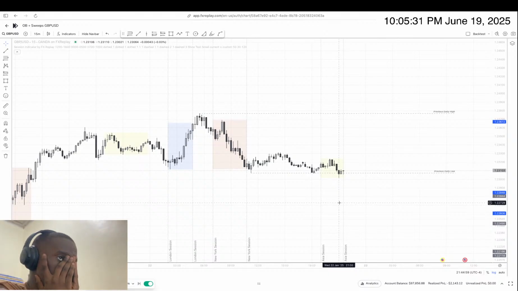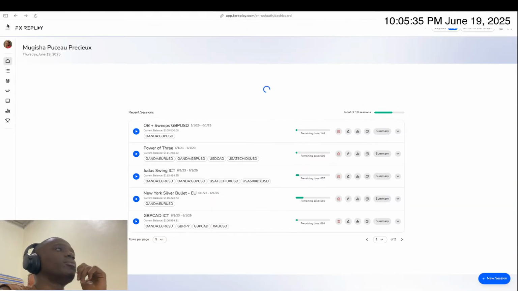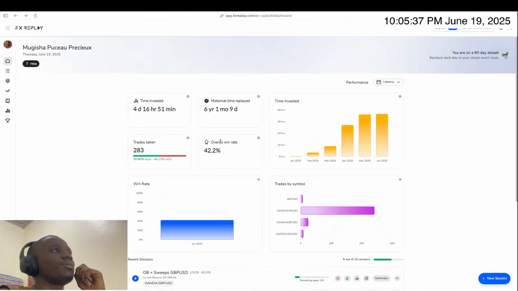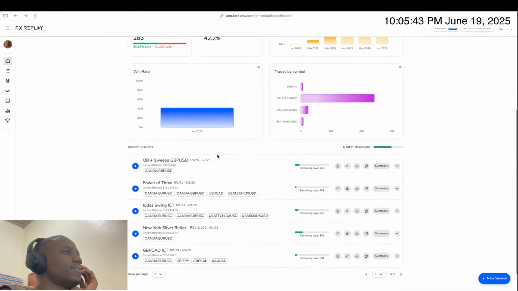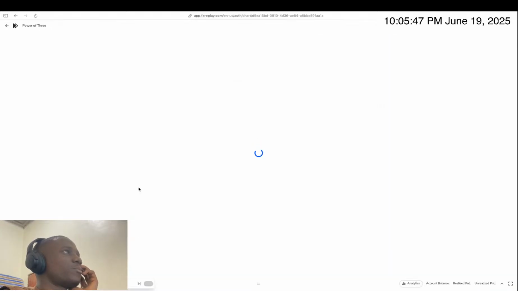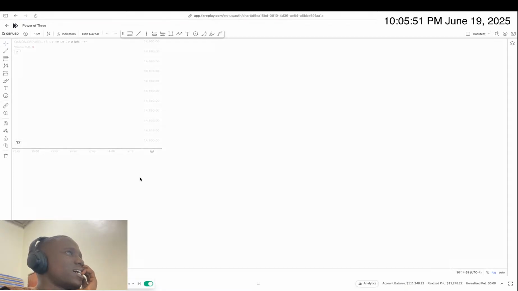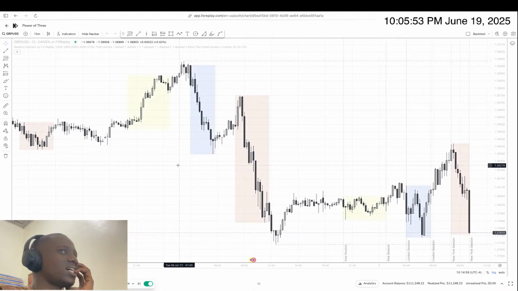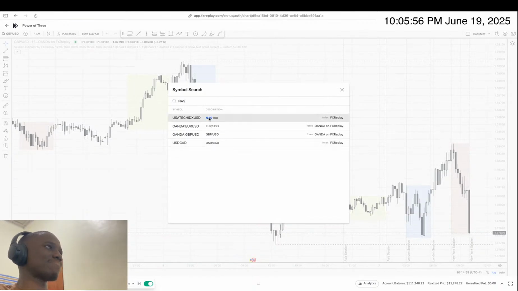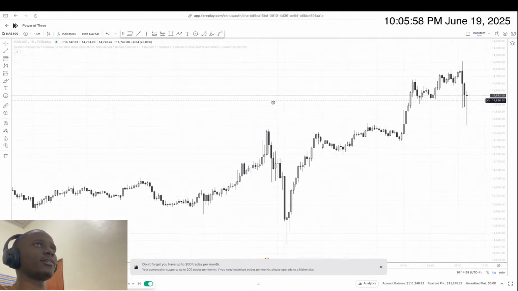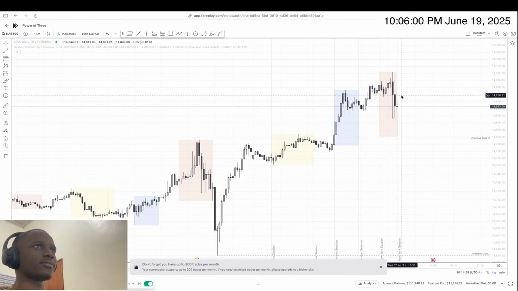Oh, we're through, finding nothing in the markets. Anyways, I may be backtesting another model. You can see our win rate dropped to 42.2. This is crazy. Okay, let's do the power of 3. And I'd like to deal with the NAS.